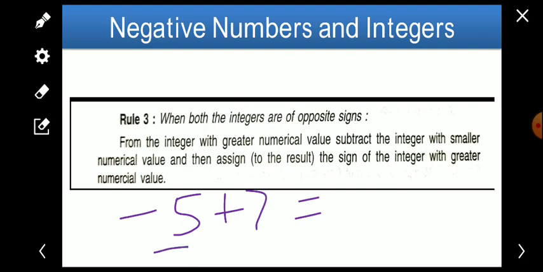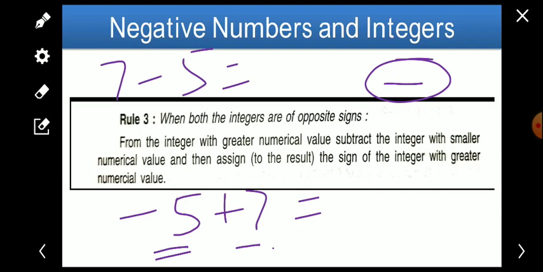Here also one negative and one positive integer are there. So here we'll just subtract, because a negative and a positive, opposite signs, are there. So we'll subtract 7 minus 5, then we'll get 2. So I will write 2 here.